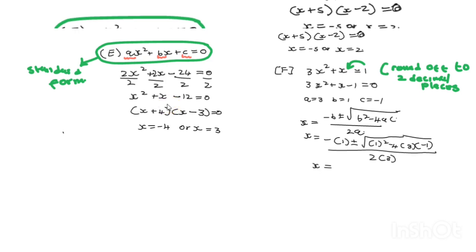And then here we punch it into the calculator, and then after that we will get our answers as 0,43 or x equals 0,77 and negative 0,77, and then after that you are done.